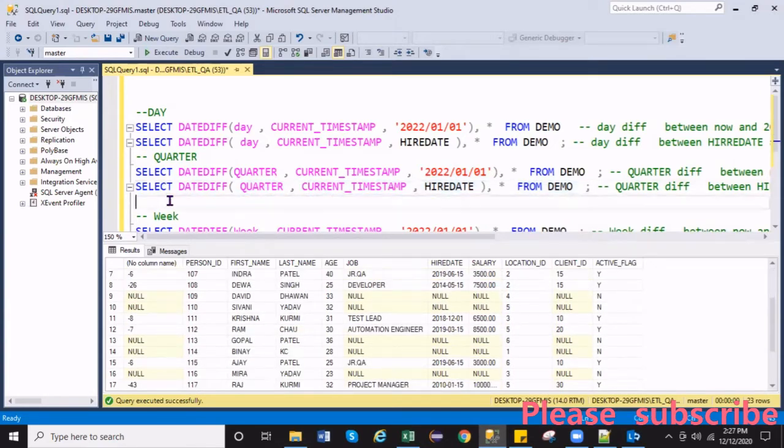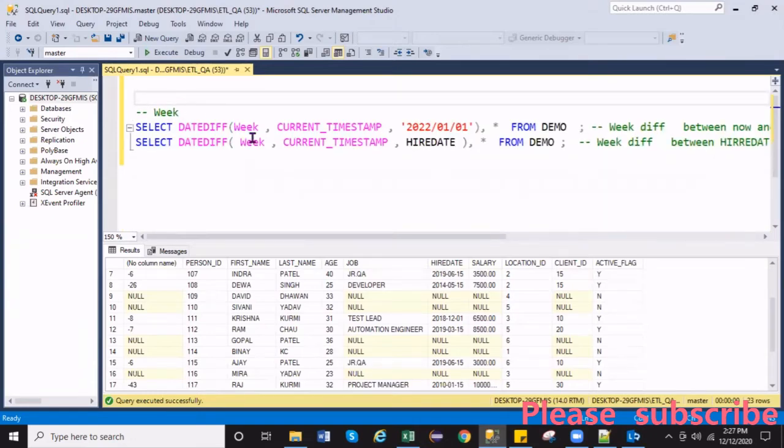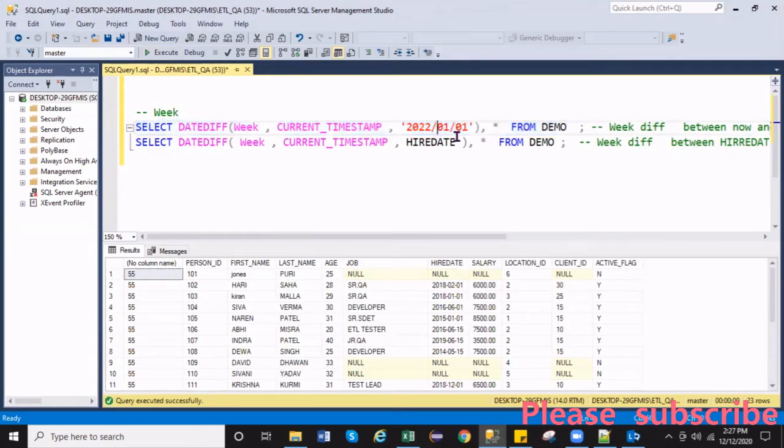Week. Let's go to the week. Similarly, find the week difference between one date and another date. As you know, every year has 52 weeks. So for January 1st, 2022, that means the end of December 2021, in 2021 there will be 52 weeks, right? And today is December 12th, so there will be about 3 more weeks. So 3 plus 52 is 55 weeks, right?